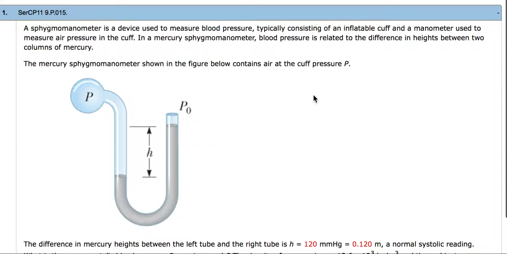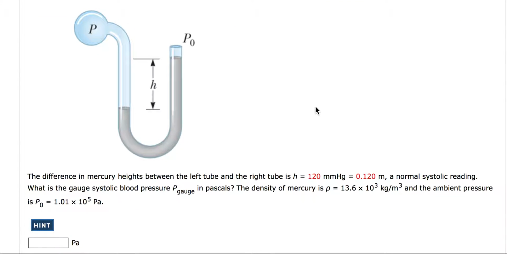So this problem starts off by talking about what this thing is here and how it's used to measure the blood pressure. And the blood pressure is related to the difference in height between the two columns of mercury. And then at the bottom it actually gets into the problem. It tells us the difference in mercury height, which is 0.120 meters, and that's going to be a normal systolic reading. It's asking us to find the gauge pressure in pascals of that.